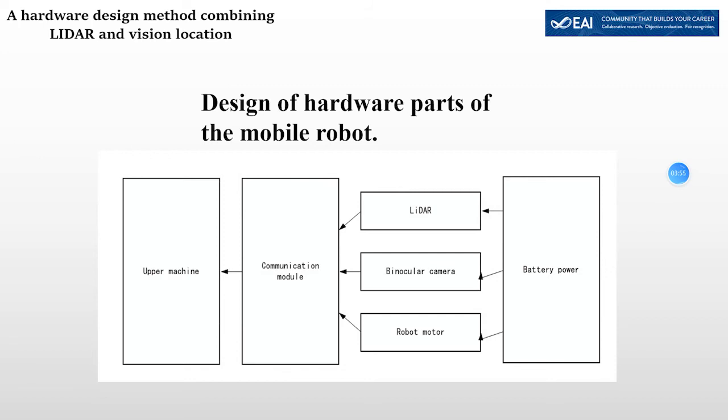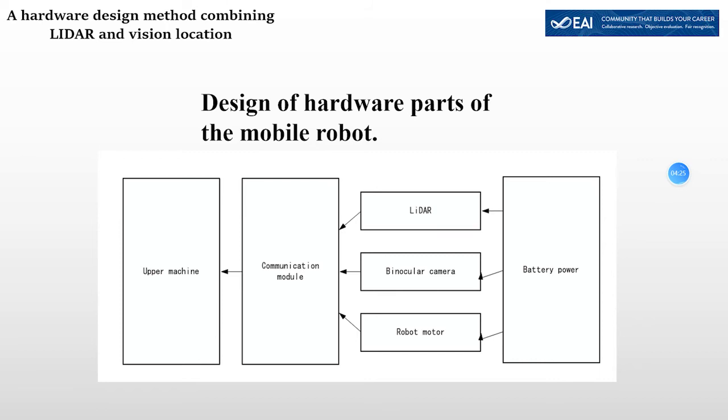The hardware part of the whole system consists of 6 parts: LiDAR navigation module, binocular camera positioning module, mobile robot motor control module, power module, communication module, and a host computer.